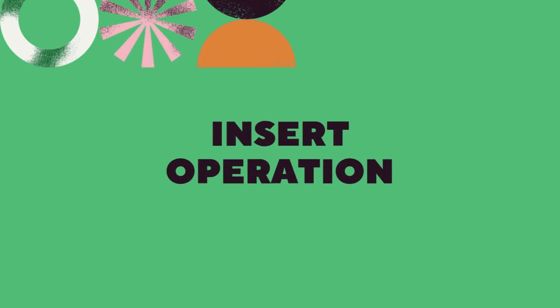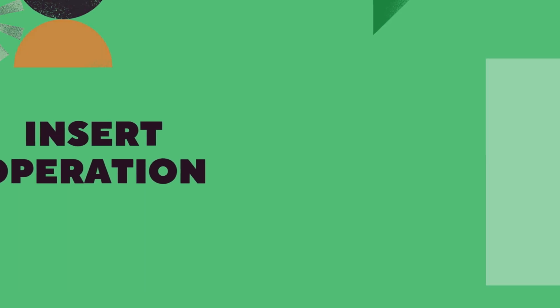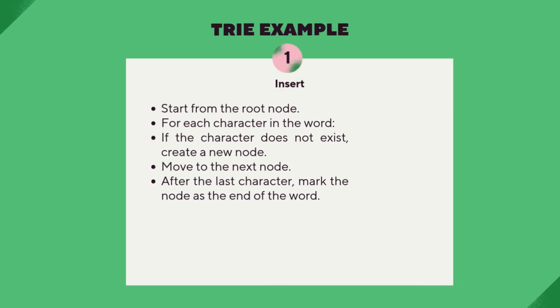So, let's start with the insert operation. When we insert a word into a trie, what we're doing is building a path for each character of that word, one by one, starting from the root node. Here's how it works. First, we begin at the root of the trie. Then, for every character in the word, we check if that character already exists as a child node of the current node. If it does exist, we just move to that node. If it does not exist, we create a new node for that character and then move to that new node.